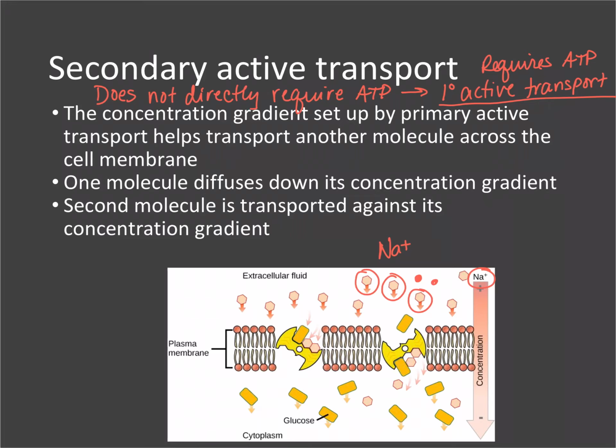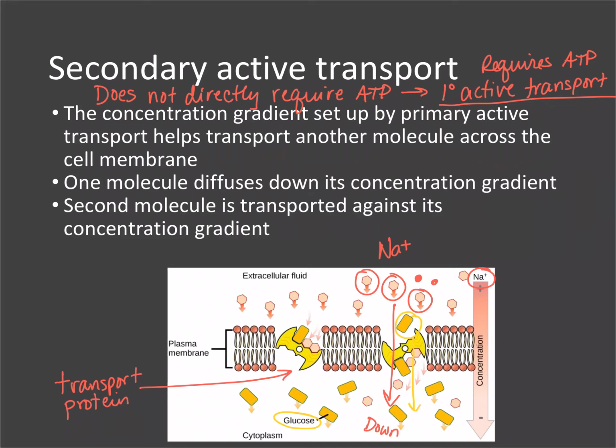Now in secondary active transport, what happens is that you have this special kind of carrier molecule here, and this is our transport protein. And this transport protein does not require ATP directly, but as sodium now moves down its concentration gradient, something gets transported up or against its own concentration gradient. So in this example here, we're looking at glucose. So glucose is getting transported alongside sodium, and it's getting transported up or against its concentration gradient.